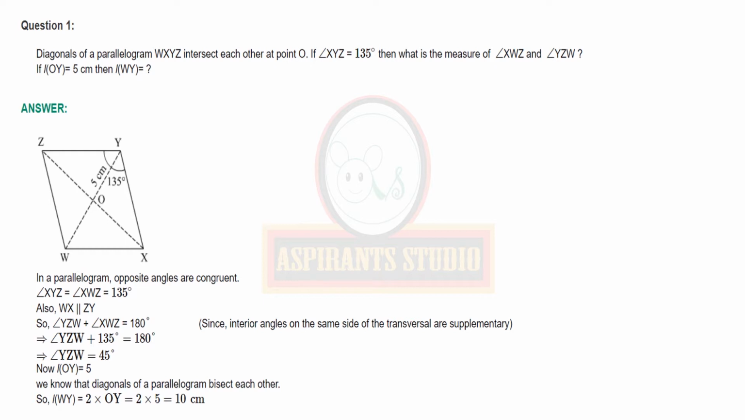You have to write what is given, what is to be found out. So, given diagonals of a parallelogram WXYZ intersect each other at point O. Measure of angle XYZ is equal to 135 degrees. Length of OY is equal to 5 centimeters. To find measure of angle XWZ, measure of angle YZW, and length of WY.